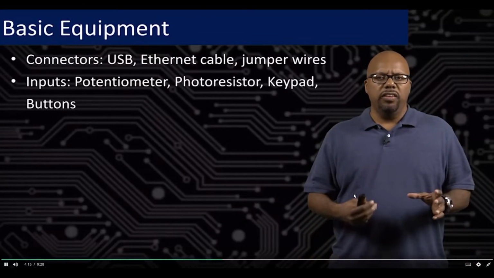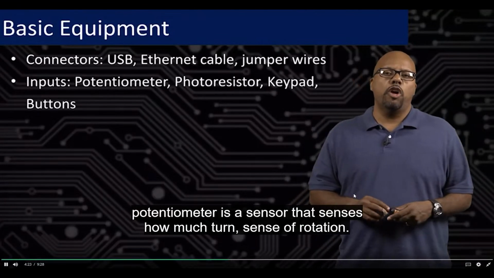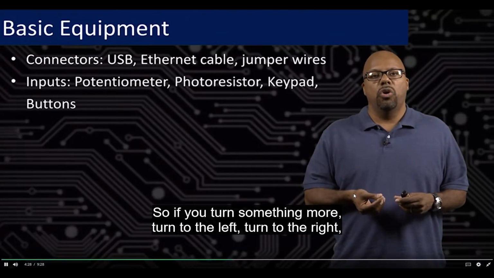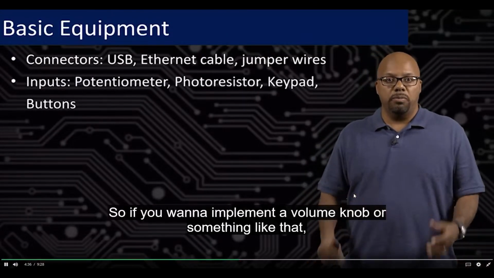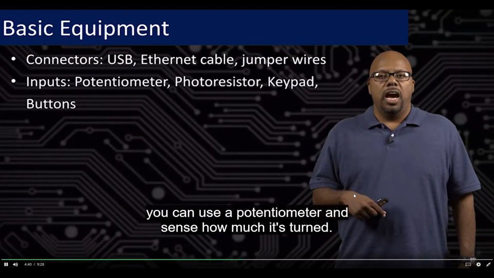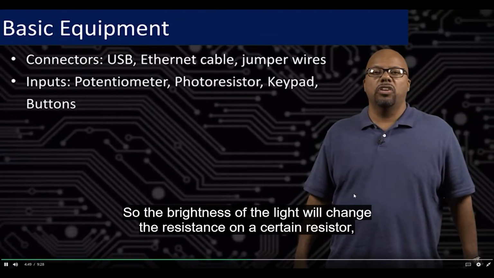Different inputs. These are components that we commonly use as input components, so essentially sensors. So potentiometer. Potentiometer is a sensor that senses how much turn, it senses rotation. So if you turn something more, turn to the left, turn to the right, it changes the resistance between two signals. And you can use that as a rotation sensor. So if you want to implement a volume knob or something like that, you can use a potentiometer and sense how much is turned. Photoresistor, so that's something that senses the brightness. So the brightness of the light will change the resistance on a certain resistor, and you can sense that.